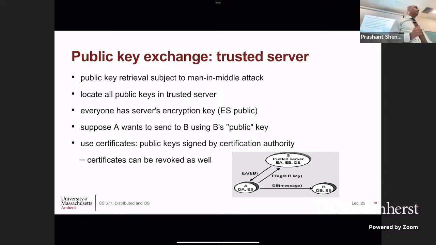Certificates don't last forever. Many times when you connect to a website, it says certificate expired. What happened is certificates last for a year or 6 months. If you don't renew the certificate, it expires. Your browser will refuse to believe that that's a valid signature from the certification authority. So you have to get the certificate reissued after it expires. So all of these things are built into these protocols.